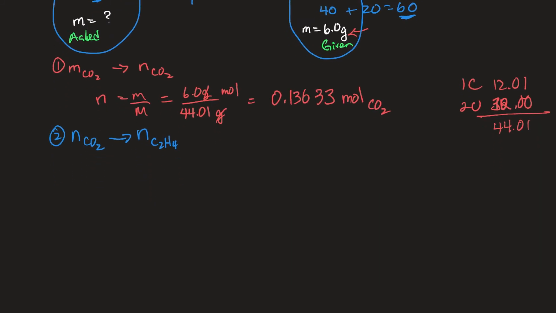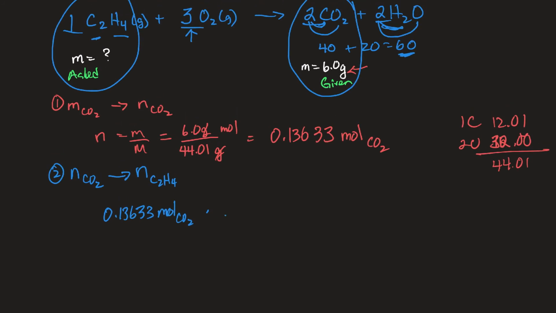Okay, like all mole ratio questions here, I start with what I'm given, 0.13633 moles of carbon dioxide. Now I multiply it by the mole ratio. So I want moles of carbon dioxide on the bottom, and what I'm looking for is moles of ethene. That's going to go on top, C2H4. So carbon dioxide is 2, and ethene is 1. Okay, so take the number you have on your calculator, times by 1 and divide by 2. You should get 0.06816, etc. moles of ethene.